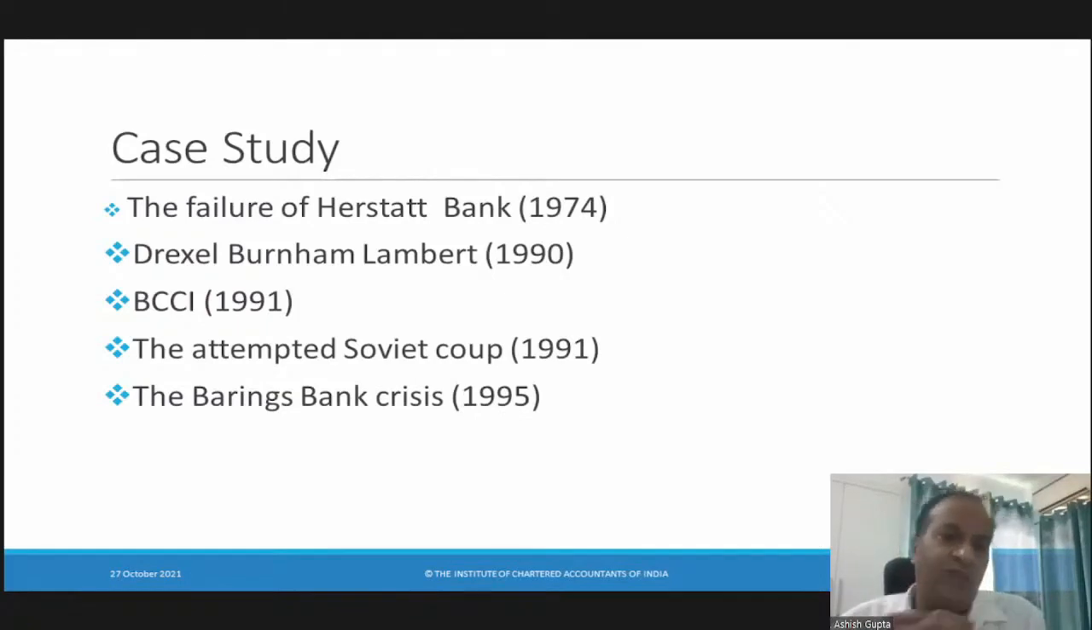Suppose I need foreign exchange for $1 lakh. Today's dollar rate is 75. So I will need to pay 75 lakh rupees to some party. It may be a bank. Now suppose I make the payment of 75 lakh rupees to some bank.